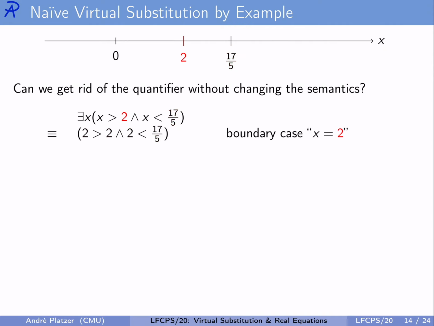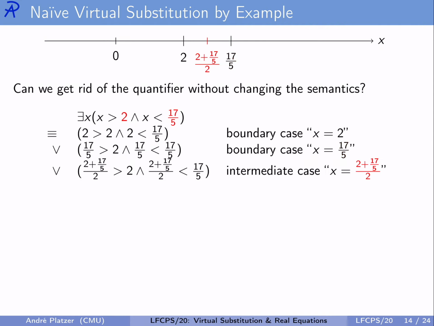So, basically, we will take this formula and rephrase it to, well, maybe it was the boundary case 2 because it's been mentioned there. That does it, and the answer is no because 2 isn't bigger than 2. Or it could have been the other boundary case because it was mentioned there, 17 over 5, but 17 over 5 also doesn't do it. Or it could be an intermediate point, a point in between the two. In fact, it could have been any point in between the two, but how about we choose exactly the midpoint, the sum divided by 2?